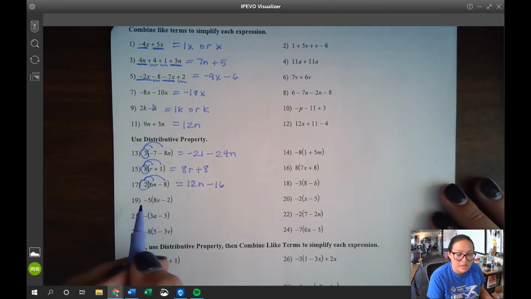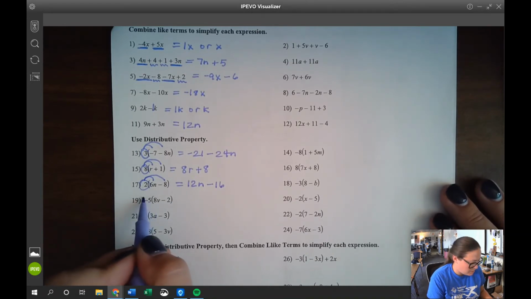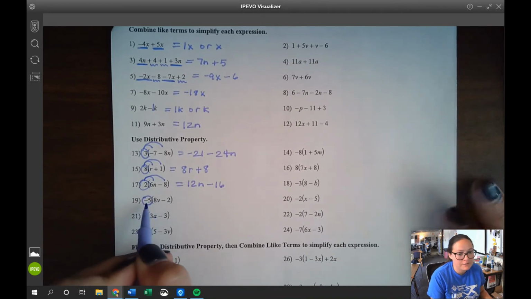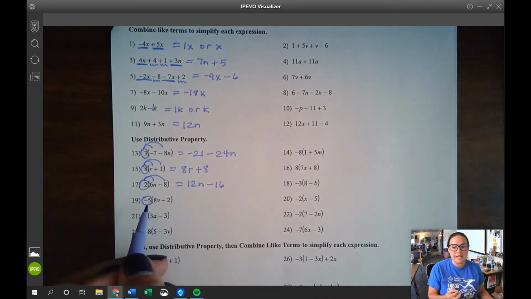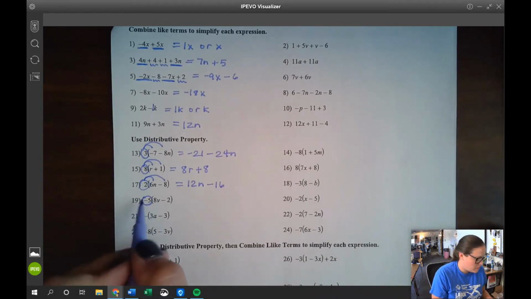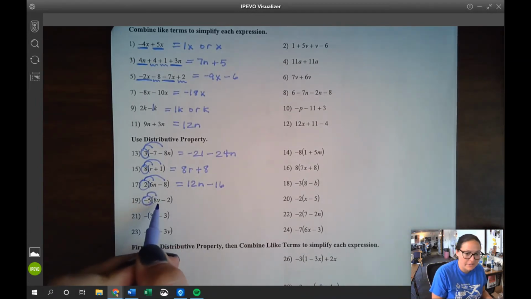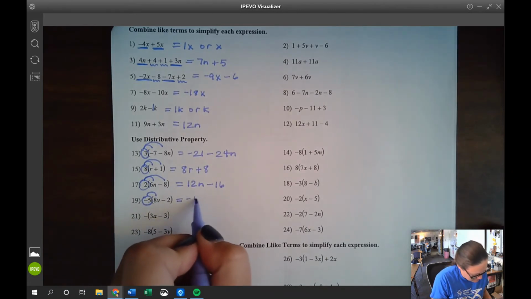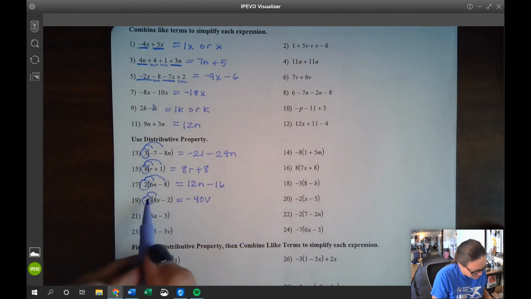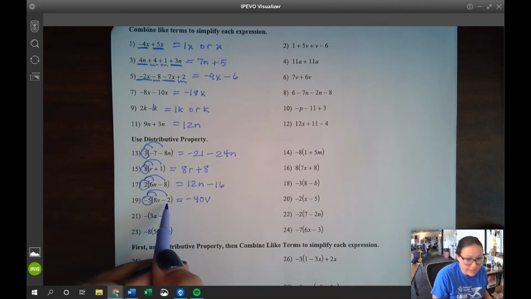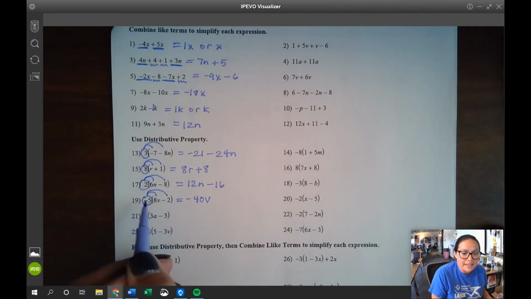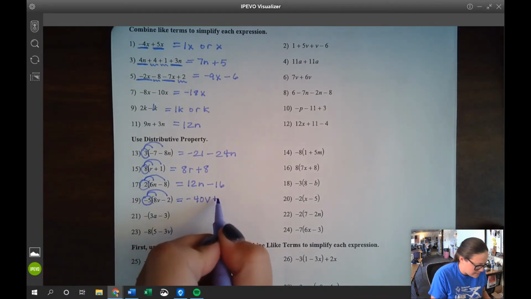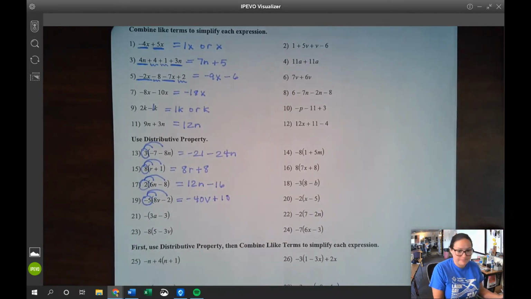Okay, number 19 steps it up a little bit because this is a negative 5. And yes, it's important that it's a negative 5 and not just 5. So when I do negative 5 times 8v, that gives me negative 40v. But when I do negative 5 times negative 2, a negative times a negative makes that a plus 10.